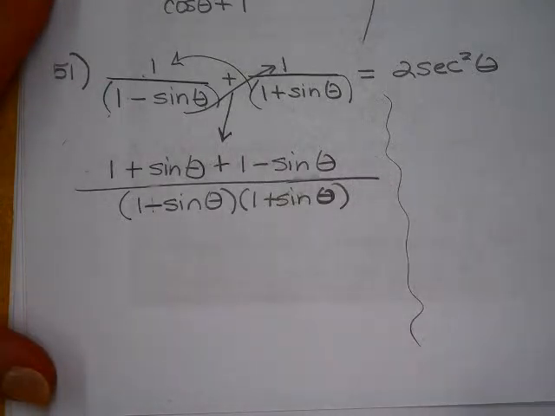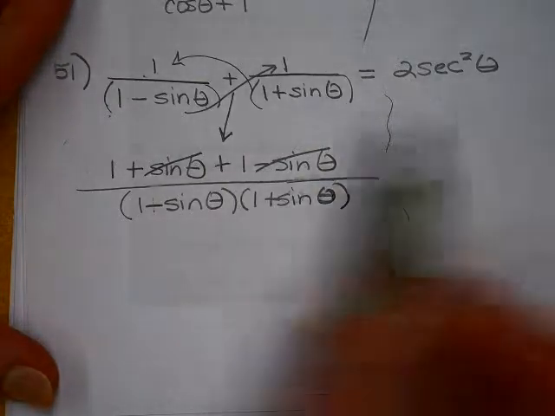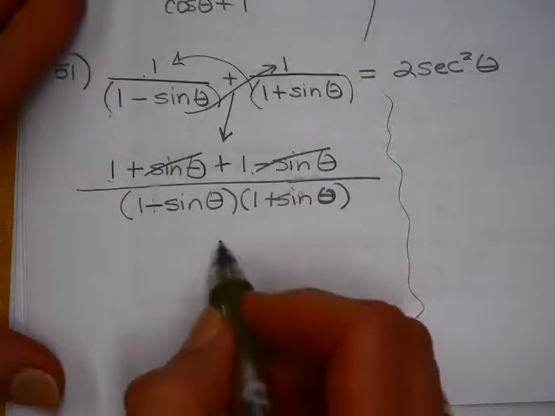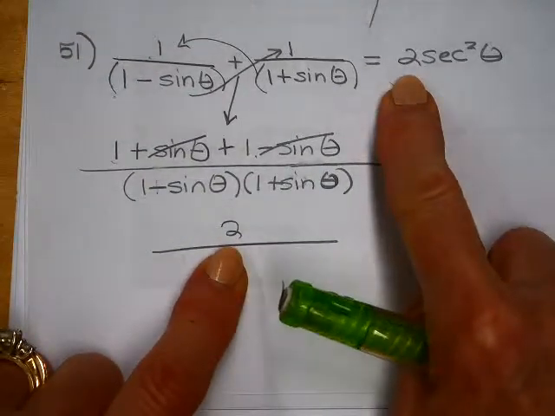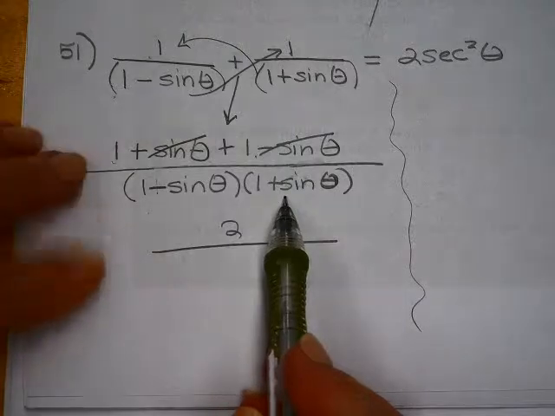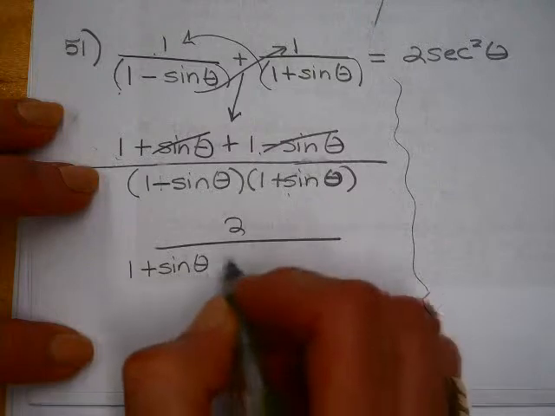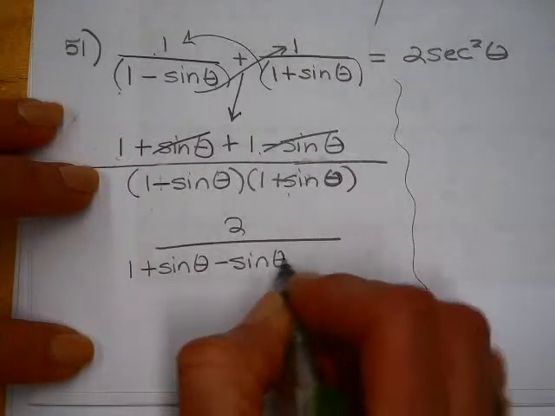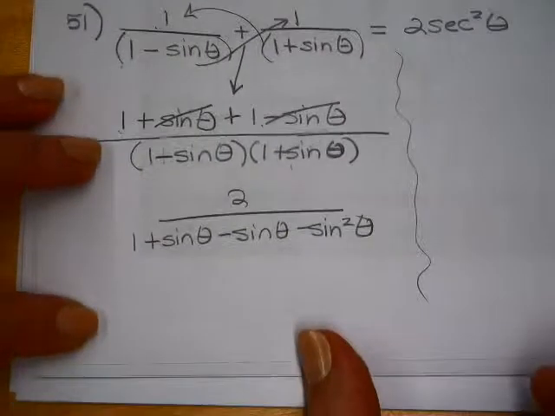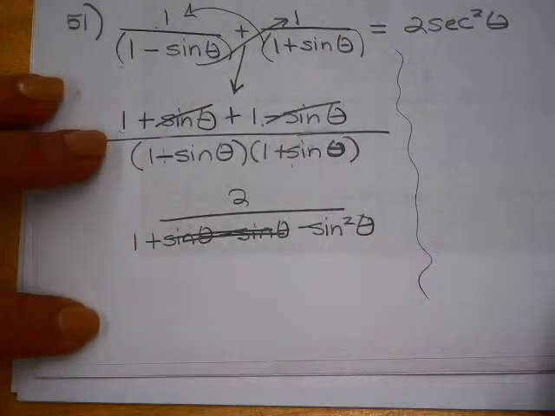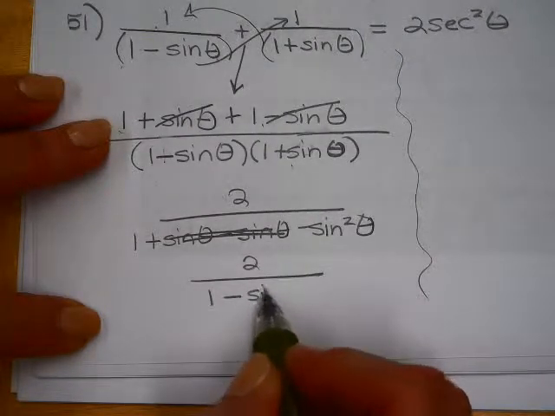All right, look at the top. Some of that stuff is probably going to cancel out. In fact, I see a plus sign and a minus sign. And a 1 and a 1 is going to give me a 2. Well, I know I'm making progress because I've at least got a 2 there. All right, on the denominator, I'm going to go ahead and FOIL that out. So that's going to be 1 plus sine theta minus sine theta minus sine squared of theta. Plus sine minus sine. That's going to give me 2 over 1 minus sine squared.